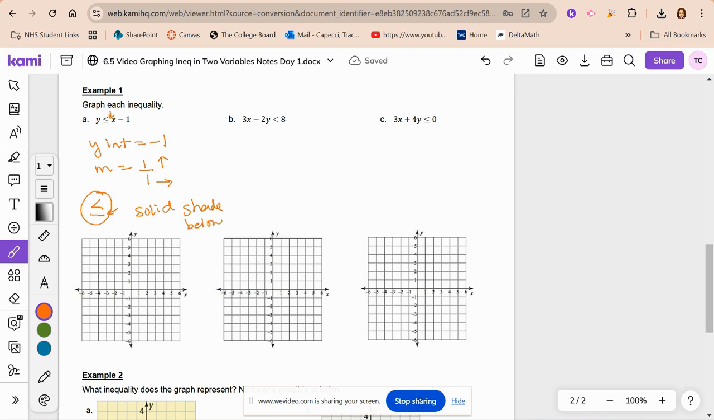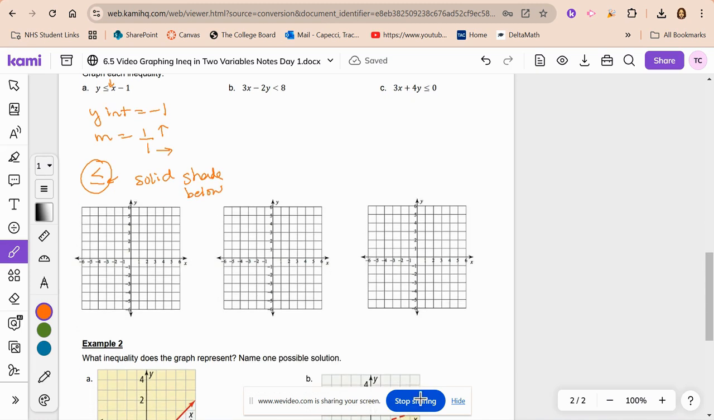So we have all of our pieces written down. Let's see how we do. I'm going to start at -1, and I'm going to go up 1, to the right 1. Up 1, to the right 1. I'm going to keep going, same thing in the other direction. And then I have a solid line, arrows on the end. And then we're going to shade below. So our shading is right here.